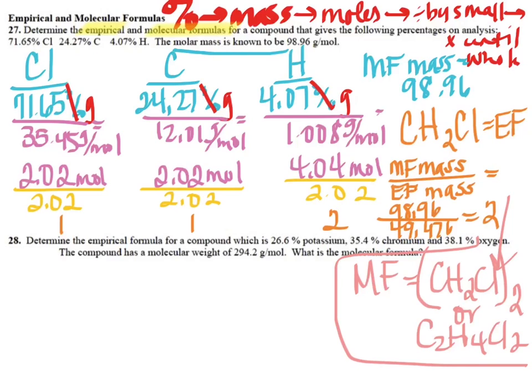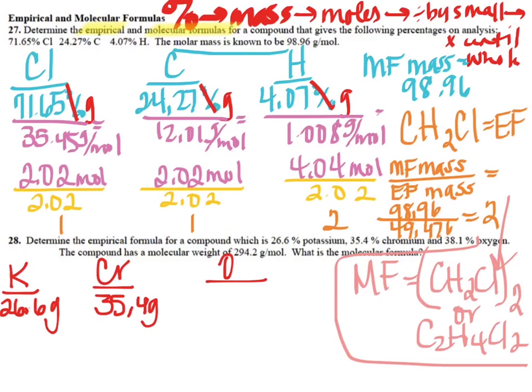All right, let's do another one. Determine the empirical formula for a compound which is 26.6% potassium. So K is 26.6%, and we know that we can go ahead and change that to grams. Chromium is 35.4%, which is 35.4 grams, and oxygen is 38.1% or grams. So we've gone from percent to grams. Our next step is to divide by their molar mass. So K gets divided by 39.10.